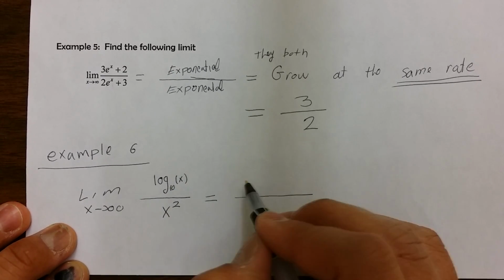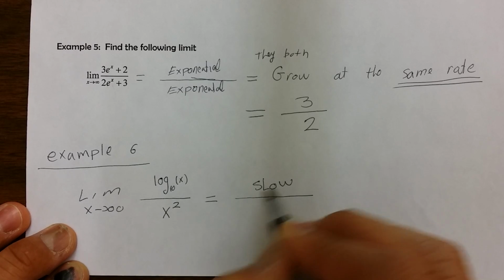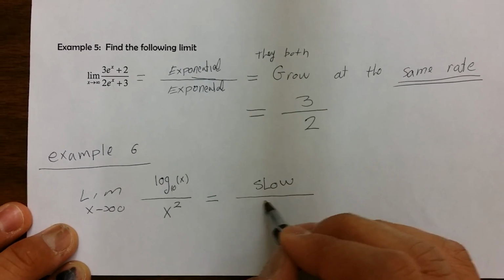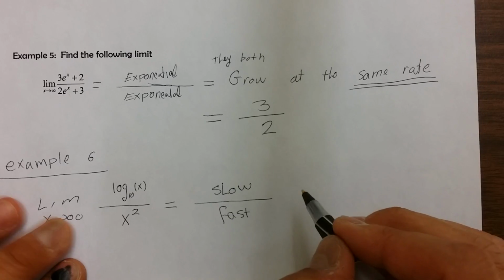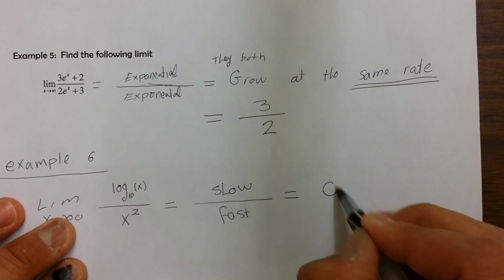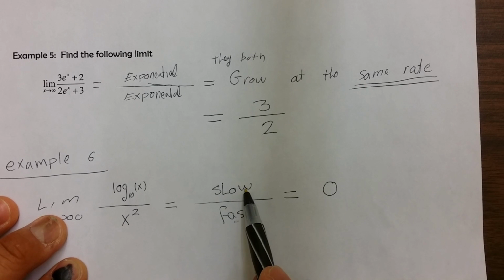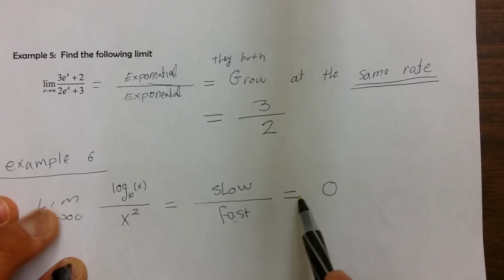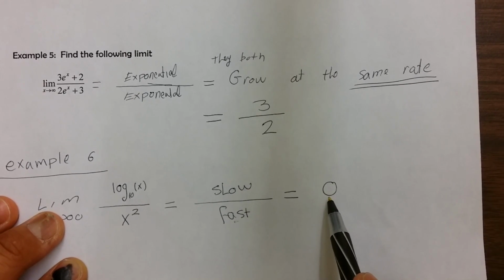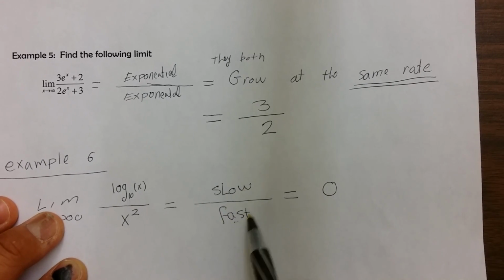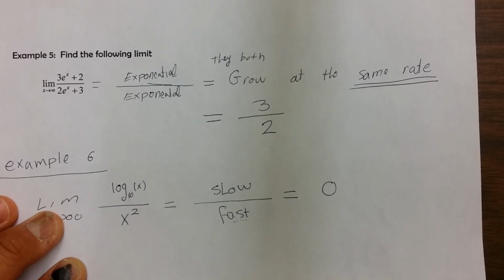Log is the slowest, so why don't you put slow on top? Exponential is faster than log because we're just comparing the two functions. Put fast at the bottom. Okay. If the function at the bottom grows faster than the function at the top, then your limit is always going to equal 0. Think about it. If this is a small number and this is a really big number, then a small number over a really big number is 0.